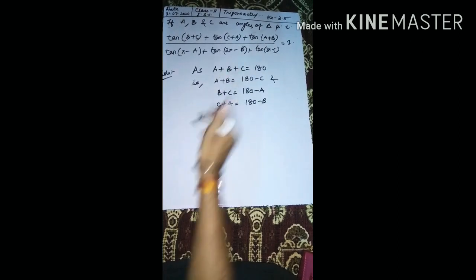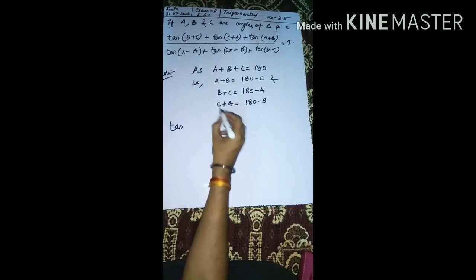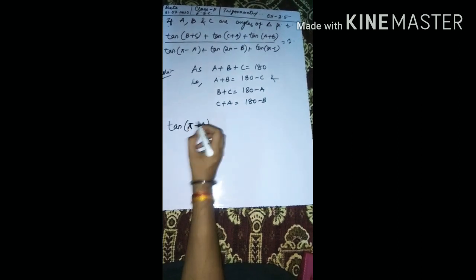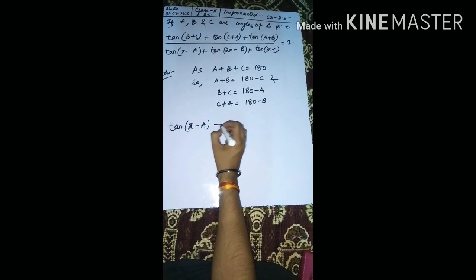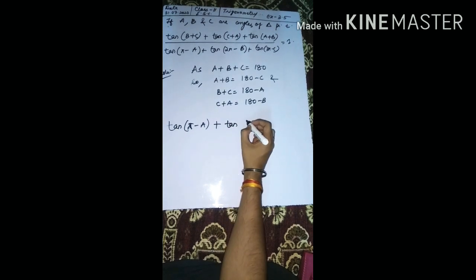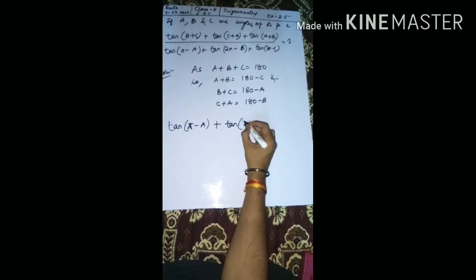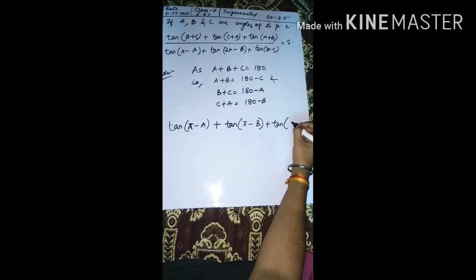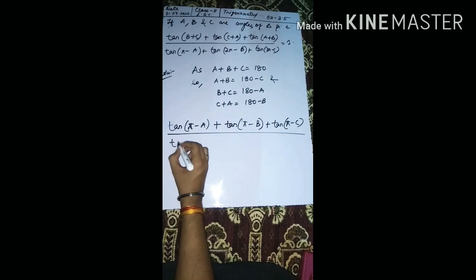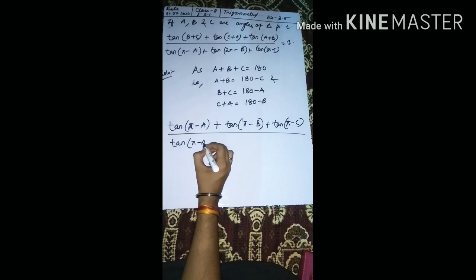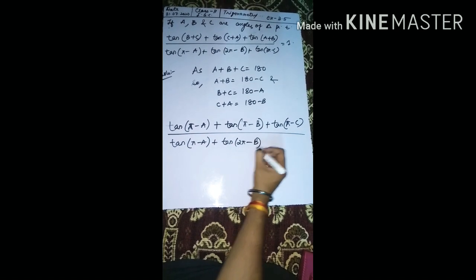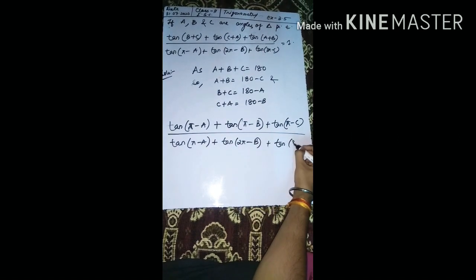Now you substitute the values, that is tan B plus C is what? Pi minus A, that is 180 only, pi is what? 180. Plus tan C plus A is what? 180 minus B, that is pi minus B, and tan of A plus B is what? Pi minus C upon tan pi minus A plus tan 2 pi minus B plus tan 3 pi minus C.